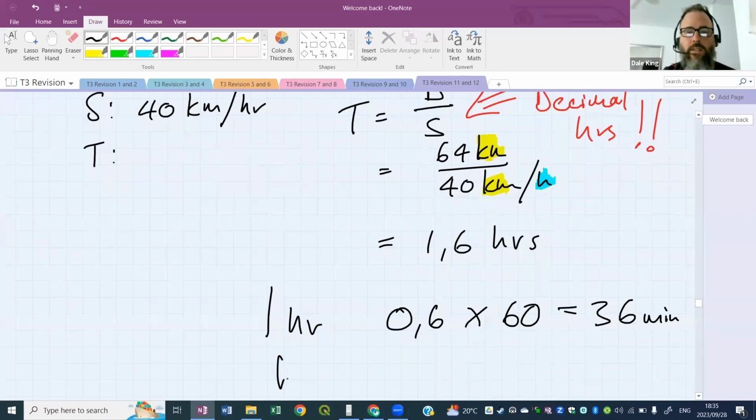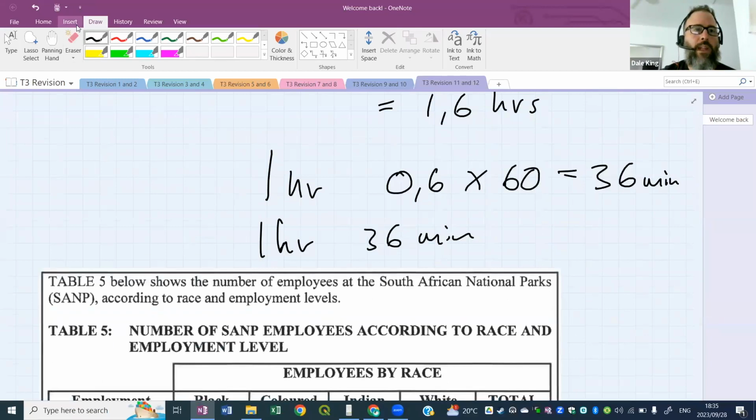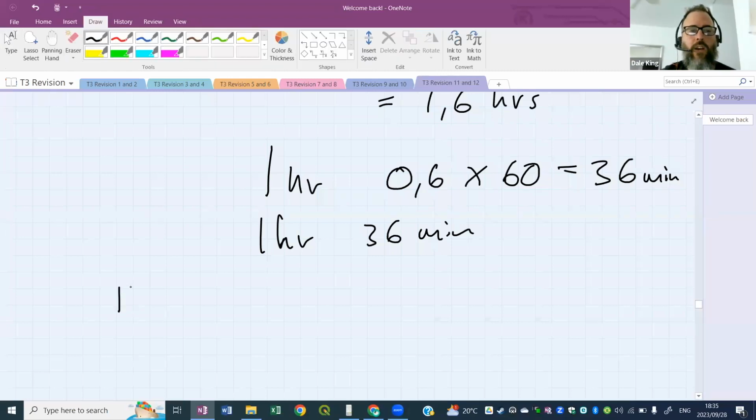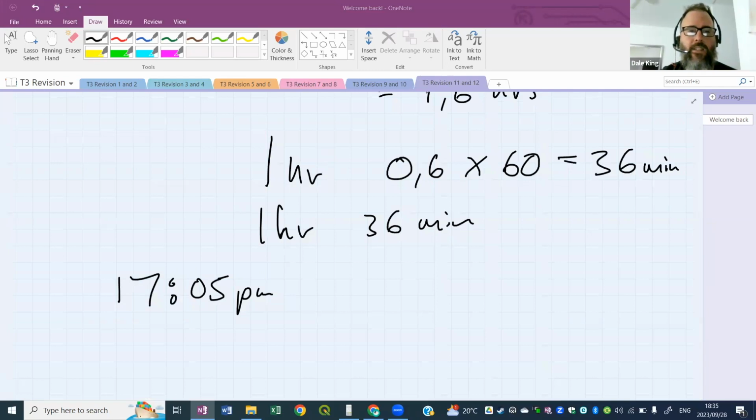So it's 1 hour and 36 minutes. Okay. He left the place that he was leaving at 17:05. Will he make it? Is he going to make it? Can you see? He has to be there by 6:30. He leaves at 17:05. He's just going to travel for an hour and 36 minutes. Is he going to make it?